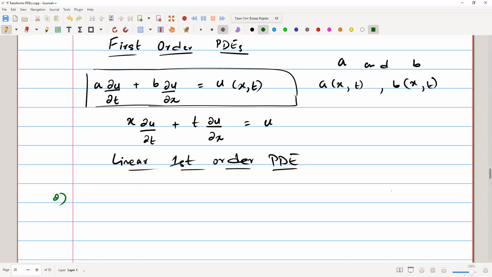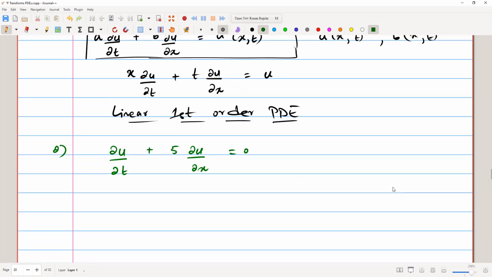We are given an equation, for instance, ∂u/∂t plus 5 times ∂u/∂x is equal to 0. In these types of equations, we assume that our domain x is from negative infinity to positive infinity. Therefore, we don't need any boundary conditions. We just need an initial condition, and it's enough to find the solution of these problems.